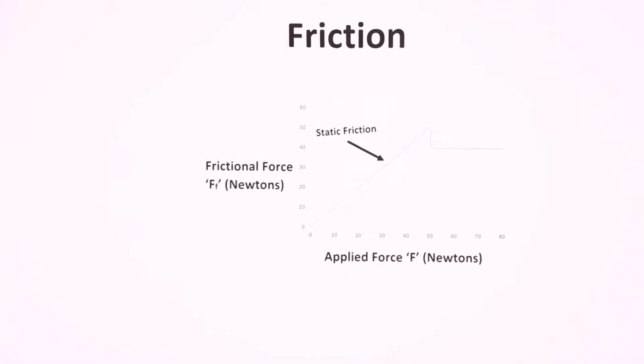We can look at this graphically. Initially, our static friction resists the force which is applied to the object until the threshold of motion is reached. At this point, the kinetic friction takes over and the frictional force required to sustain motion becomes less than the static friction we needed to move it initially.